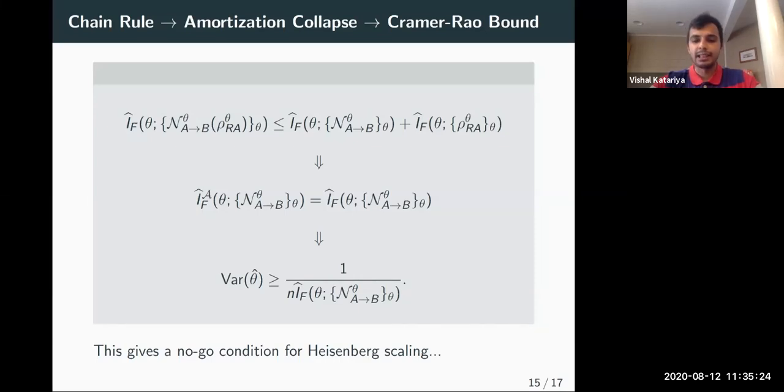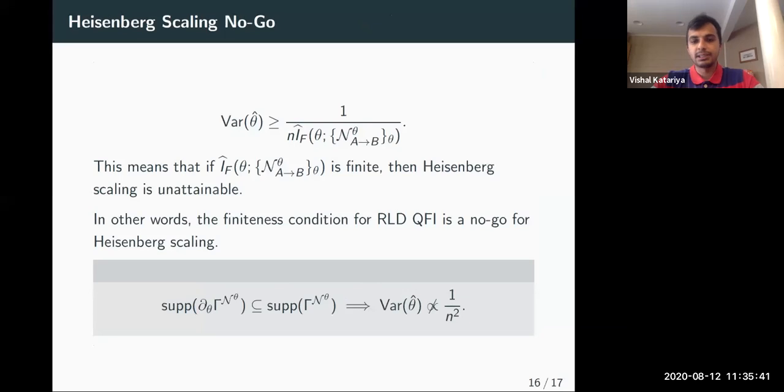Earlier we said that Heisenberg scaling might be possible when a parameter is embedded in a channel. What we get with our result is that Heisenberg scaling is actually impossible by using this chain rule property. There's just one small caveat, which is that this all hinges on the RLD Fisher information being finite. That's why I said earlier that the finiteness condition would play an important role. The conclusion is that if the RLD Fisher information is finite, then Heisenberg scaling is impossible.